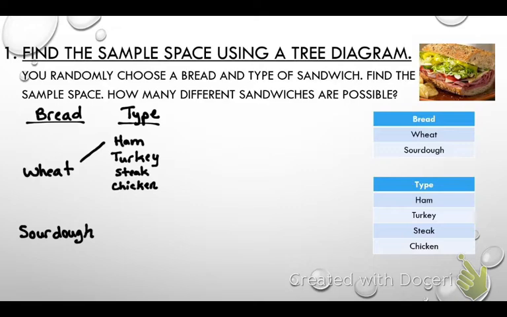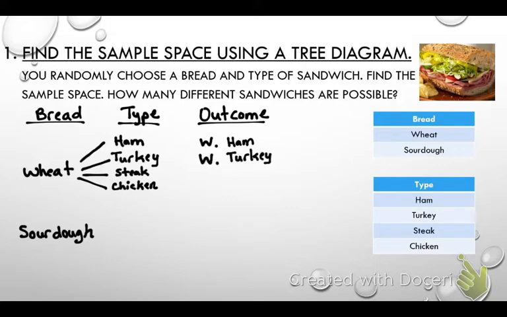So the first kind of outcome, you can see each of those have that you could get it with bread. Off to the right now, we're going to come up with the different kinds of outcomes we can get. I'm not going to write out the whole thing, but just put wheat with ham. The next one, we can see wheat with turkey. Then we've got wheat with steak and wheat with chicken. All right, so those are 4 possible outcomes.